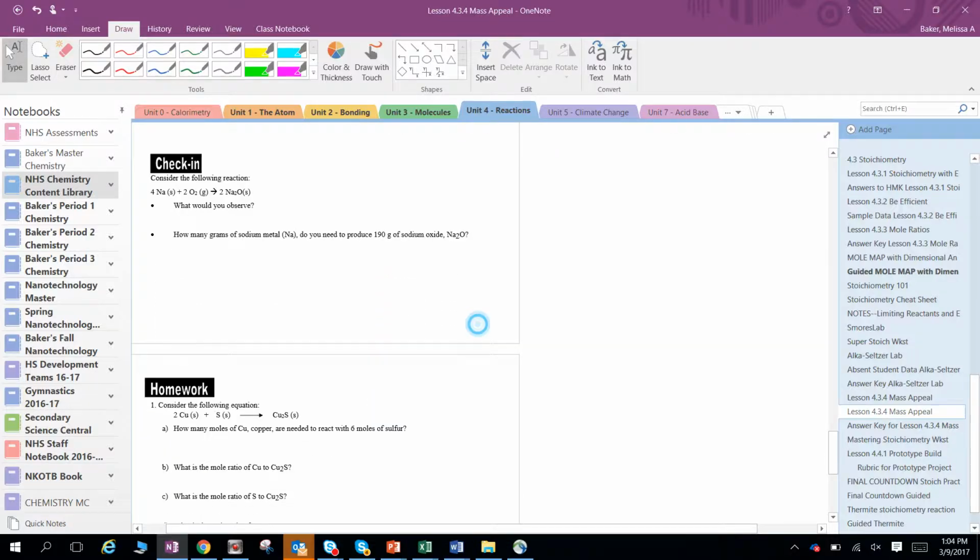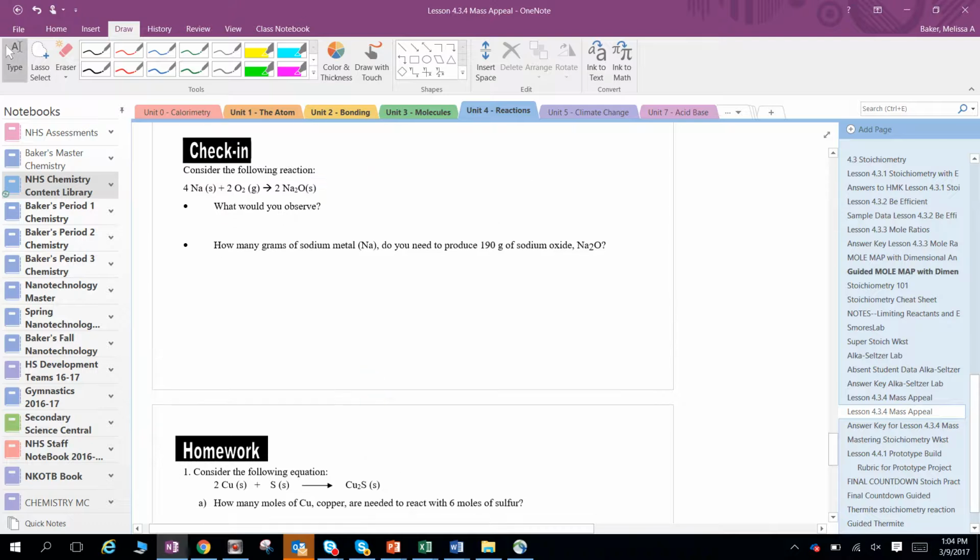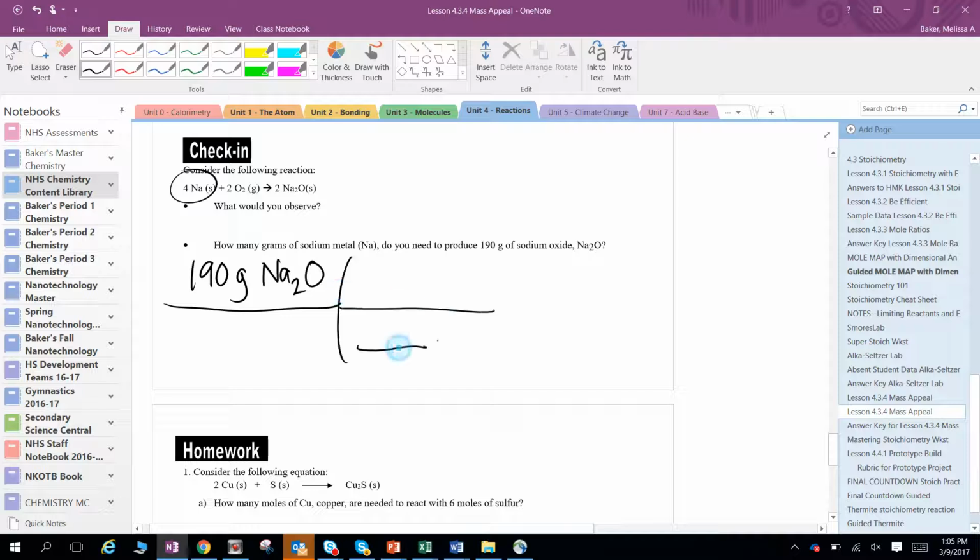Okay, let's take a look at the check-in question. Another stoichiometry example. What if you want to produce 190 grams of Na2O? We want to figure out how many grams of sodium we are going to need to do that. So again, first step is get grams into moles so that we can use the mole-to-mole ratio in the balanced equation.